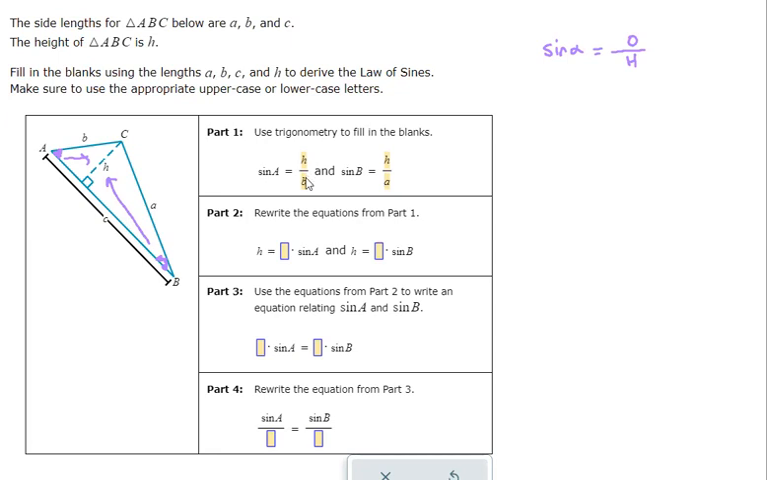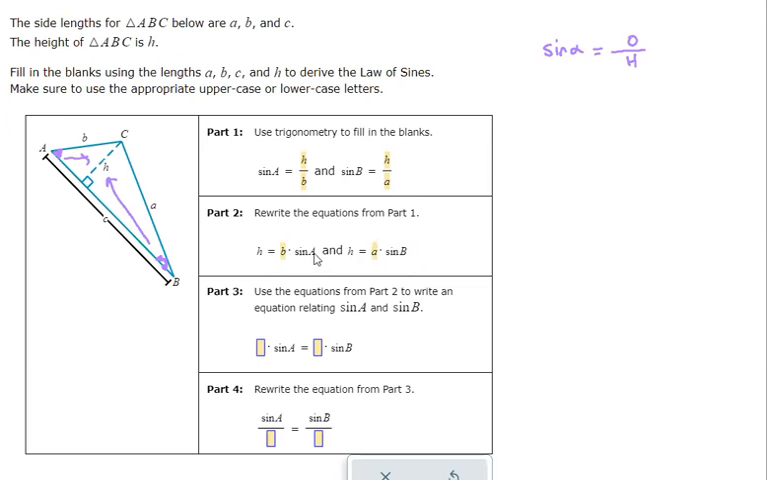To get this H alone, we have to get rid of this B. So we can multiply both sides by B. If you multiply both sides by B, then this will be B times sine A equals H. And the same idea right here. If you multiply both sides of the equation by A, you will cancel that A in the denominator. So that will be A times sine B. Okay, so this is equal to H, and this is also equal to H.